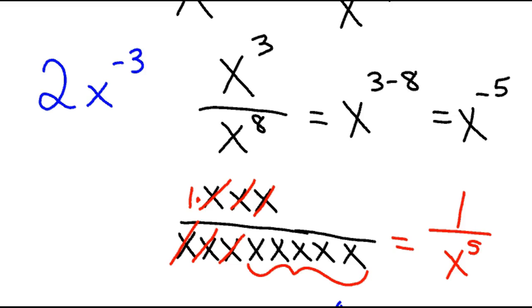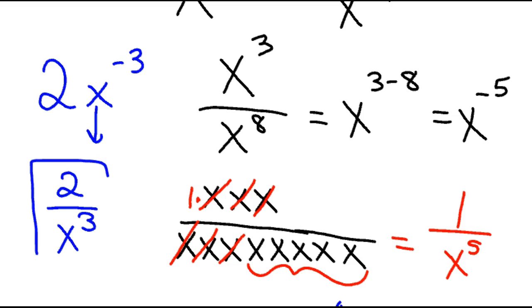So let's say you had 2 times x to the negative third. Okay, in this case, the only thing that moves down is the x. So your answer would be 2 over x to the positive third. So there's 2x to the negative third simplified. You want to be careful that you don't bring the 2 with it, because the negative 3 doesn't go with it.